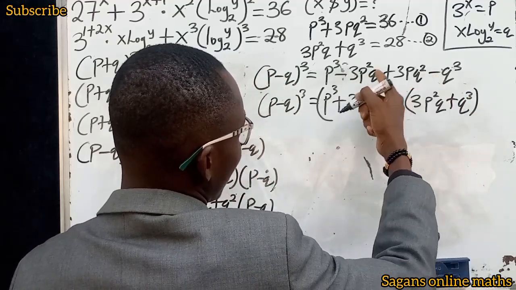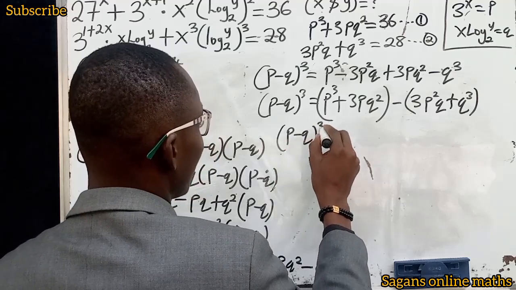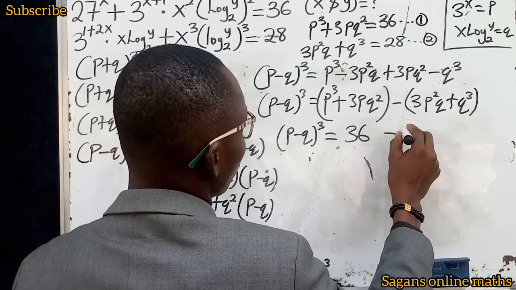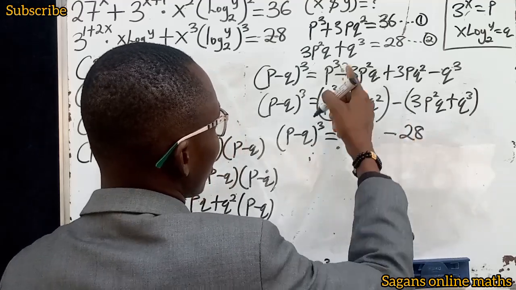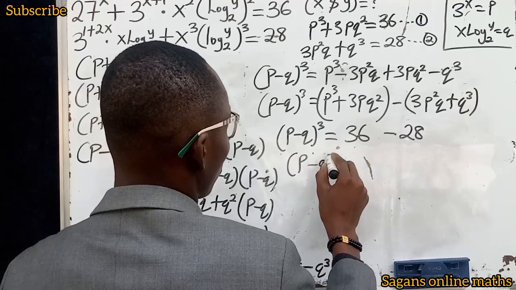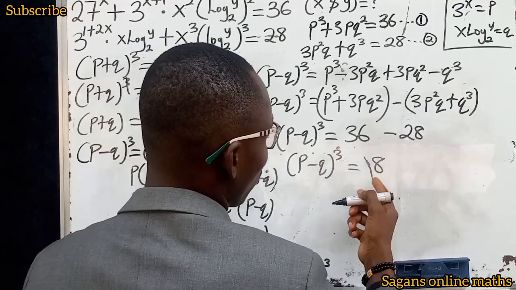Because they are having a minus sign. Okay, so now (p − q)³ is equal to, all this is 36 minus 28. You can see that all this is 28. So I say that (p − q)³ is equal to 8, because 36 minus 28 will give us 8.